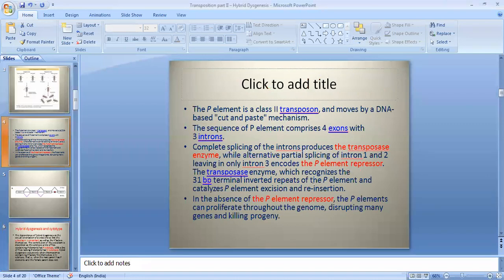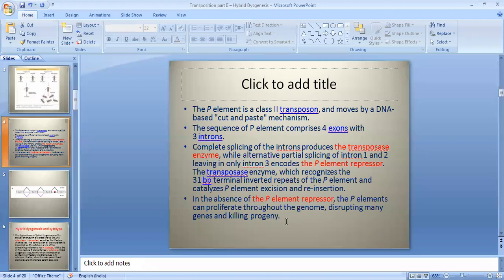In the previous slide it was written: in absence of the P element repressor, the P element can proliferate throughout the genome, disrupting many genes and killing the progeny. Right. So this is the last paragraph. In the absence of P element repressor, the P elements can proliferate throughout the genome, disrupting many genes, killing the progeny.